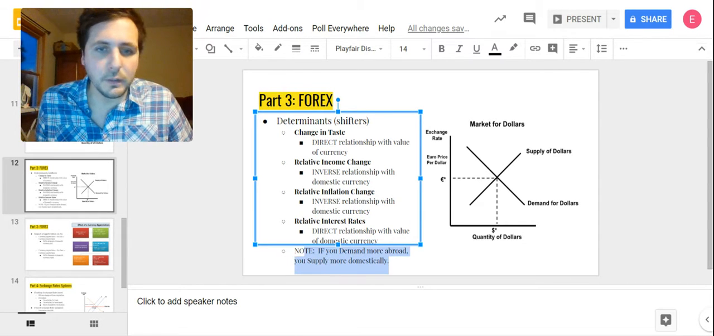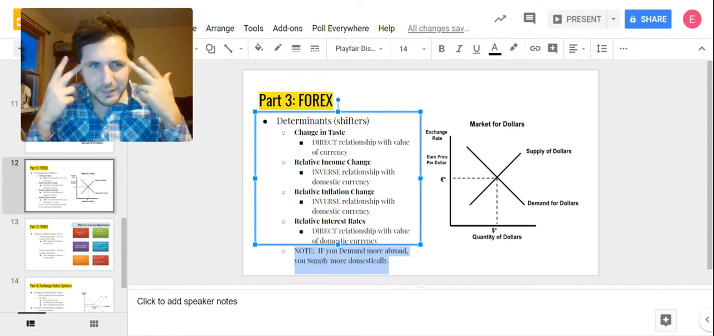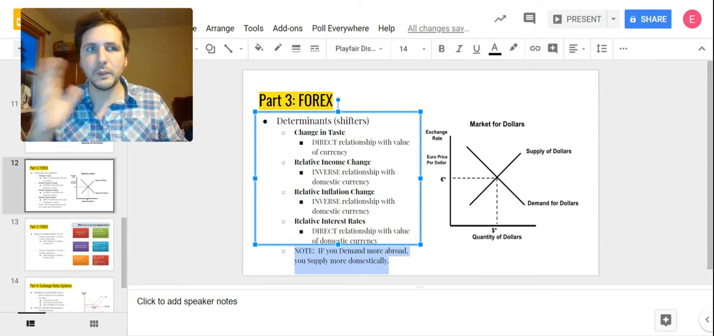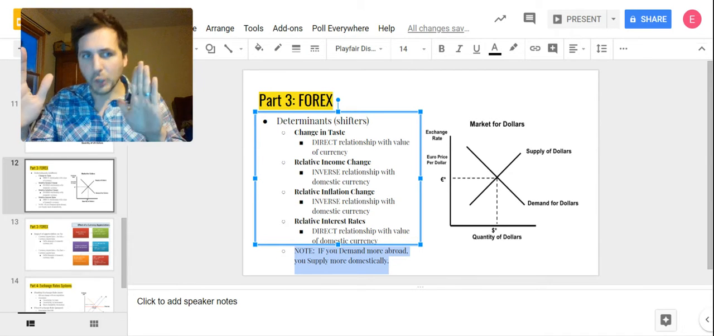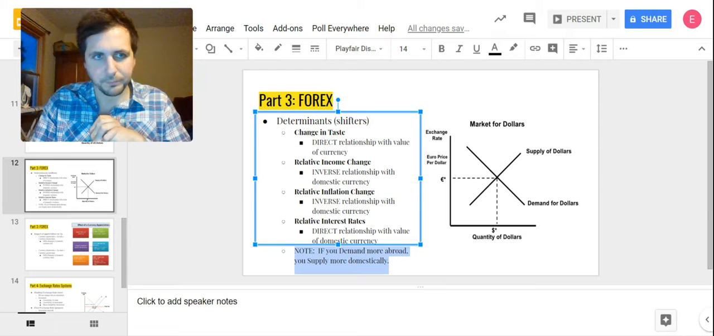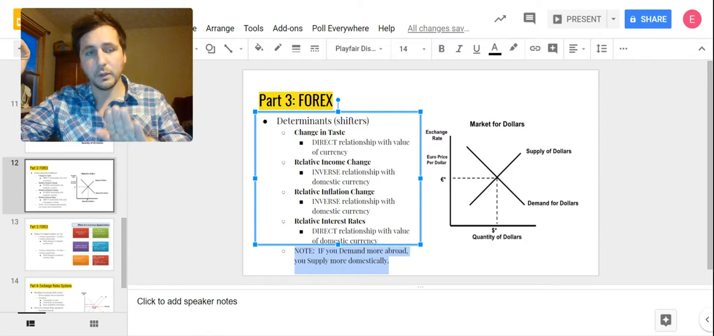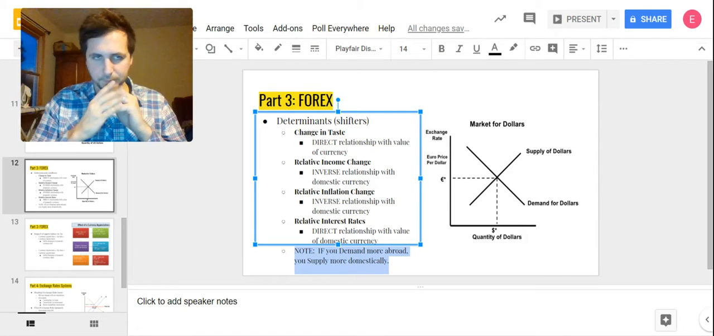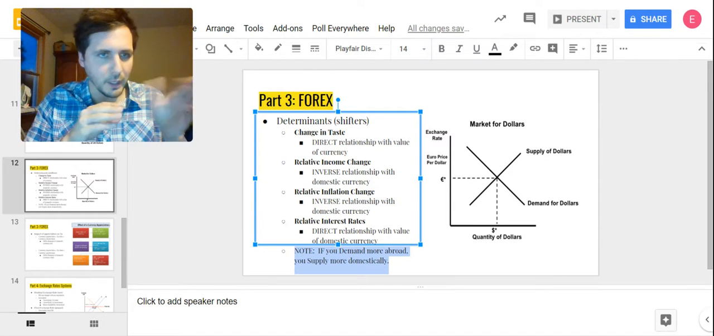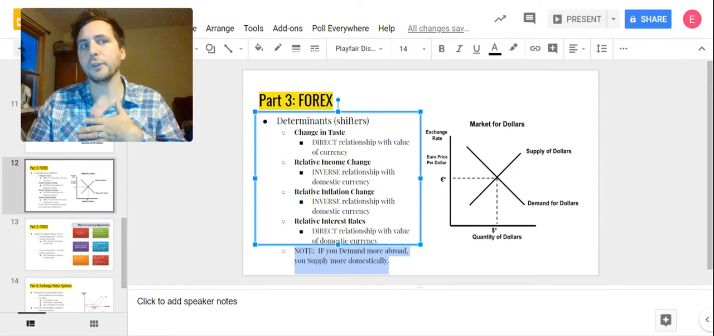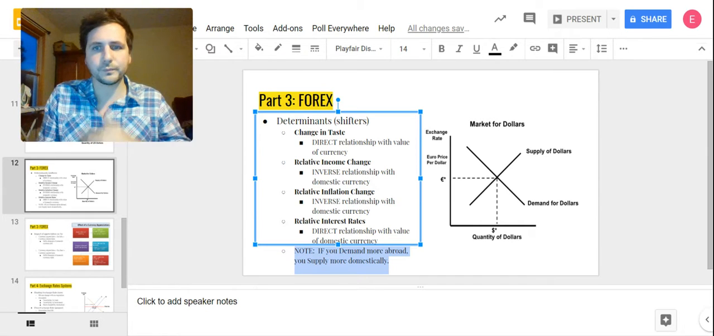Now keep in mind, I'm mostly talking about demand because it's easier to conceptualize, but whenever we demand more or they demand more, there's a corresponding shift in supply. If I demand more of their good, I have to supply more of our currency, sorry. If they demand fewer American dollars, then they're going to supply fewer euros, for example.